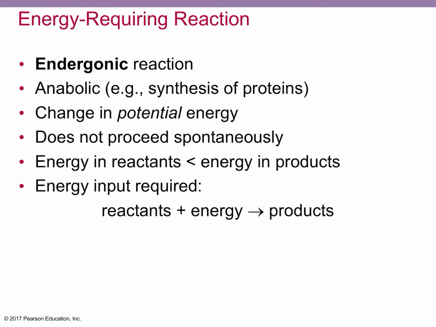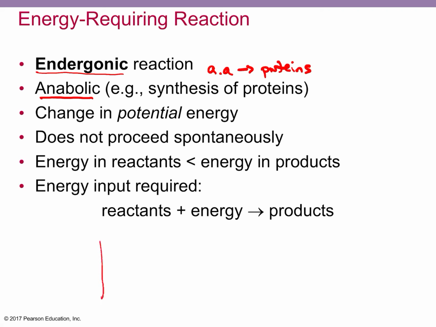All right, so energy requiring reactions are called endergonic. Endergonic, the term is for energy requiring. An example of energy requiring reactions would be anabolic reactions, where you build up larger molecules from smaller precursors, such as building proteins. So amino acids are put together to make a protein. This is an anabolic reaction that requires energy. There is a change of potential energy from the reactants to the products.